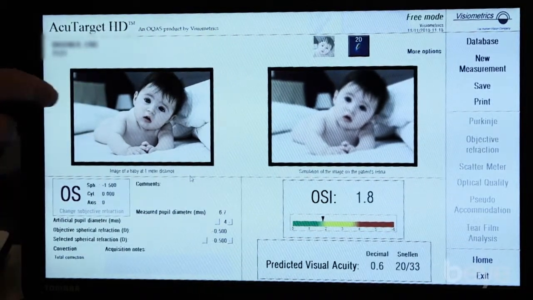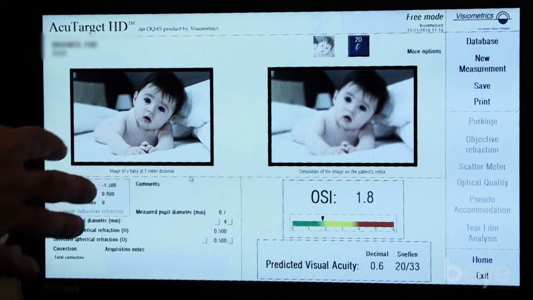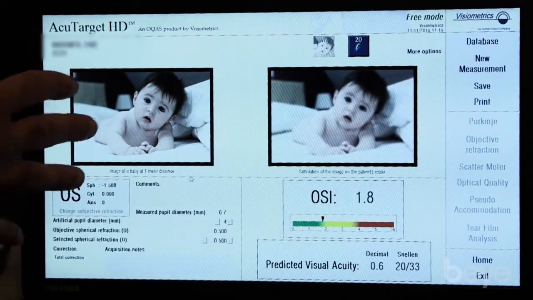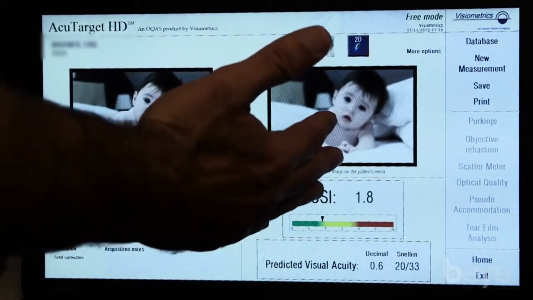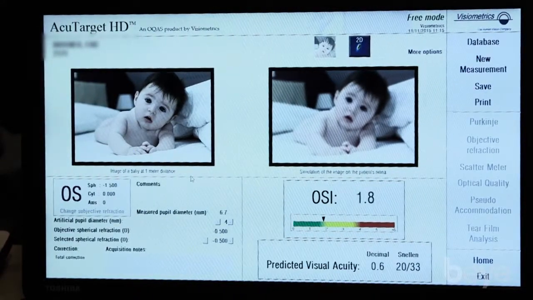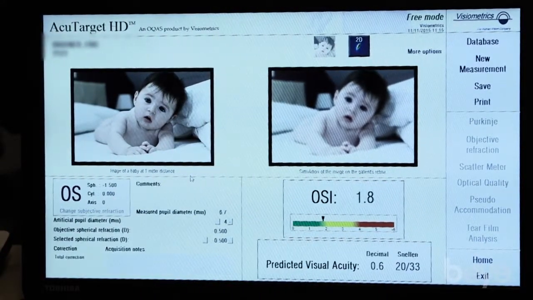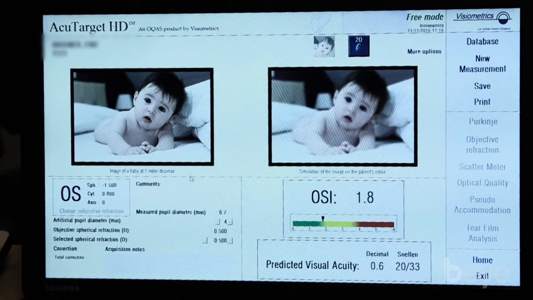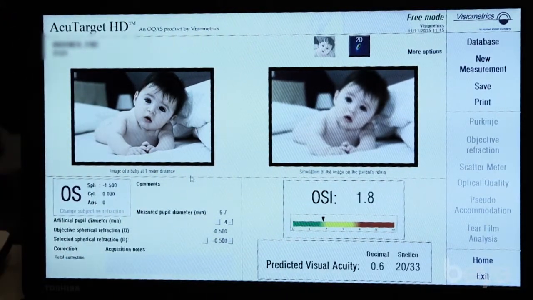On the left, you see what a perfect optical system image would look like and what that retinal image would look like. On the right, you see what the patient's quality of vision is and what their retinal image looks like. So it's a very nice output to be able to show patients that they can easily understand and comprehend about the quality of their vision.